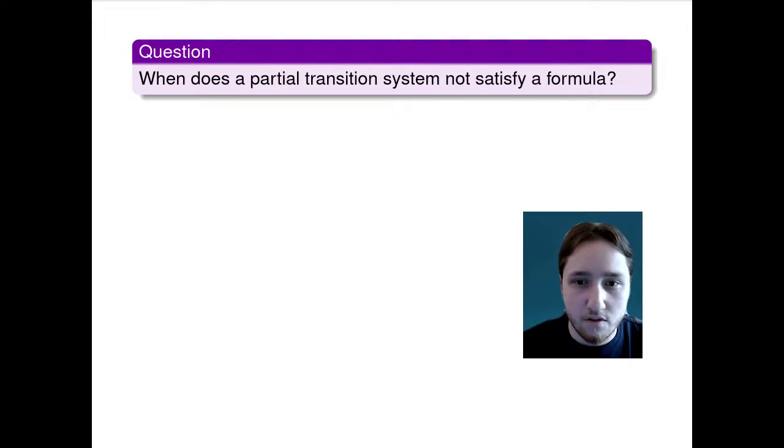Given a partial transition system modeling a partially explored system and a property expressed in a temporal logic, we may also ask ourselves, when are we sure that the partial transition system does not satisfy the formula?